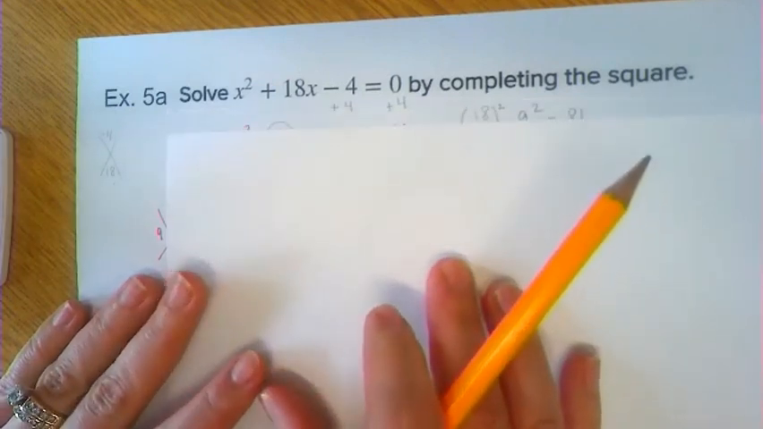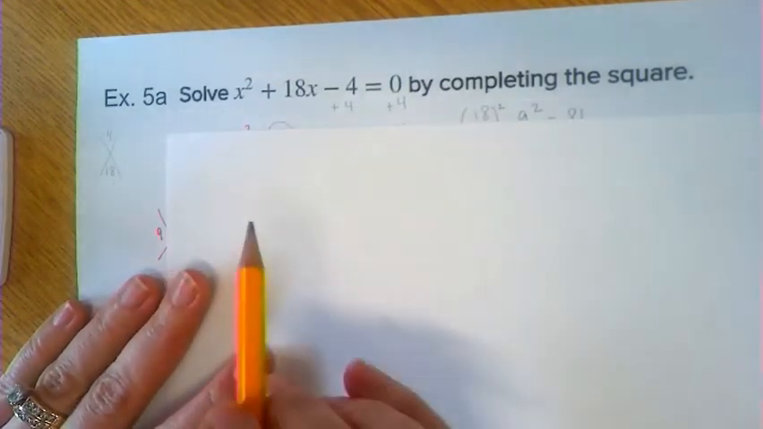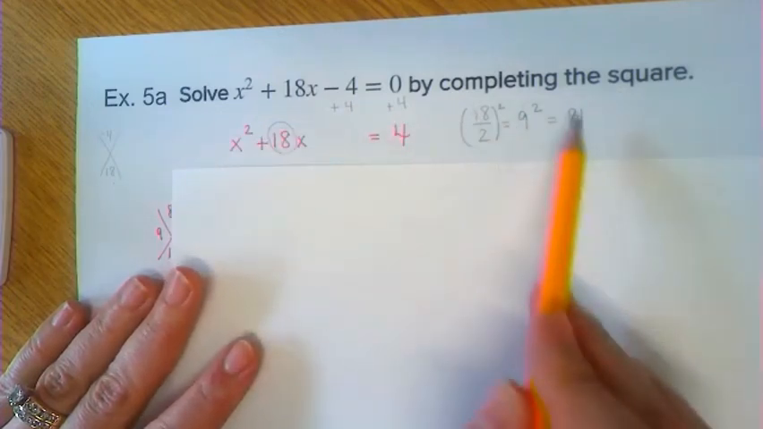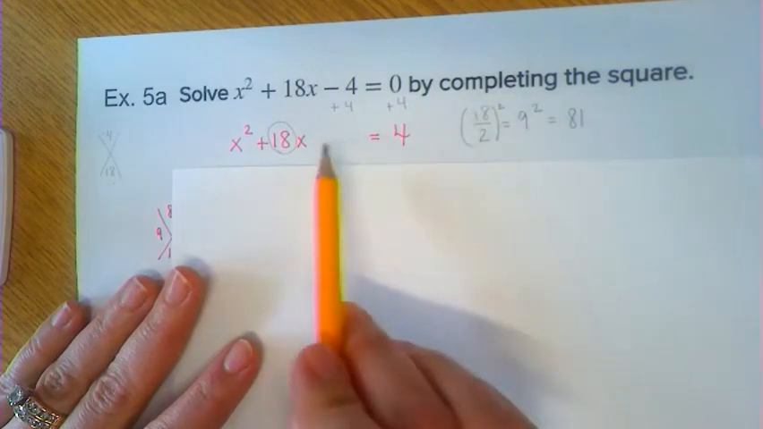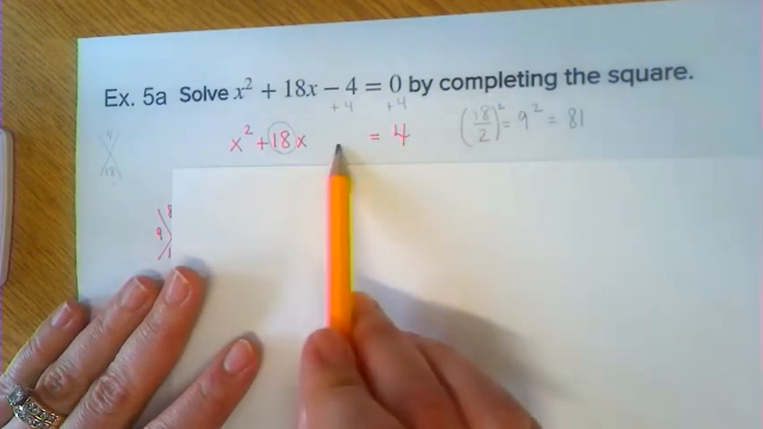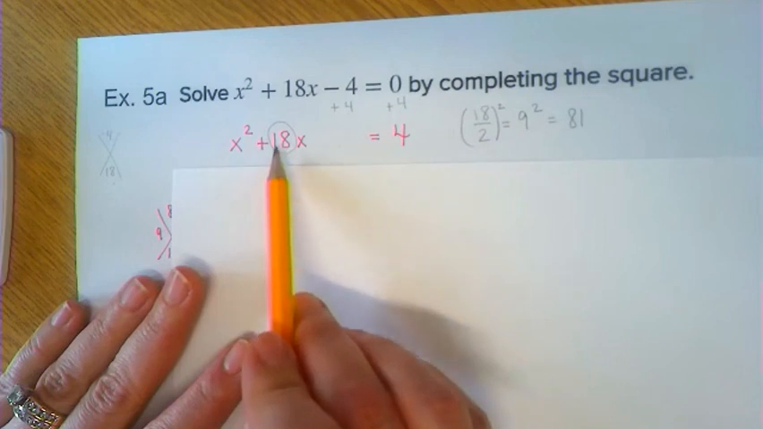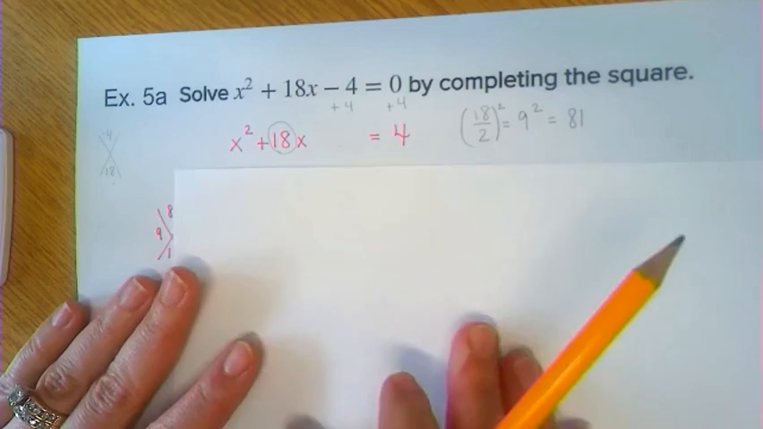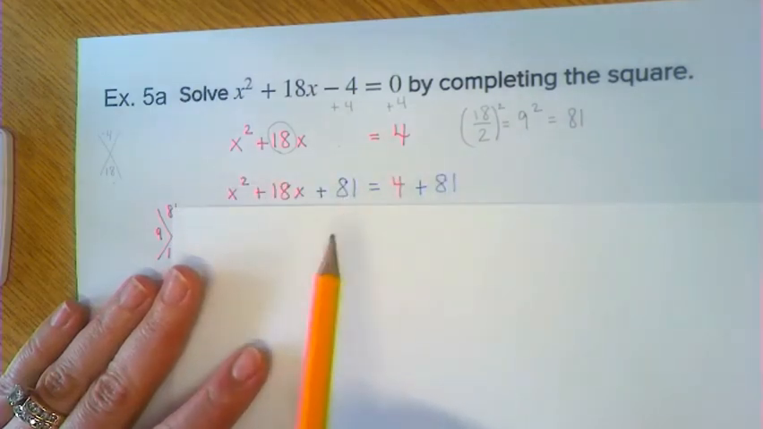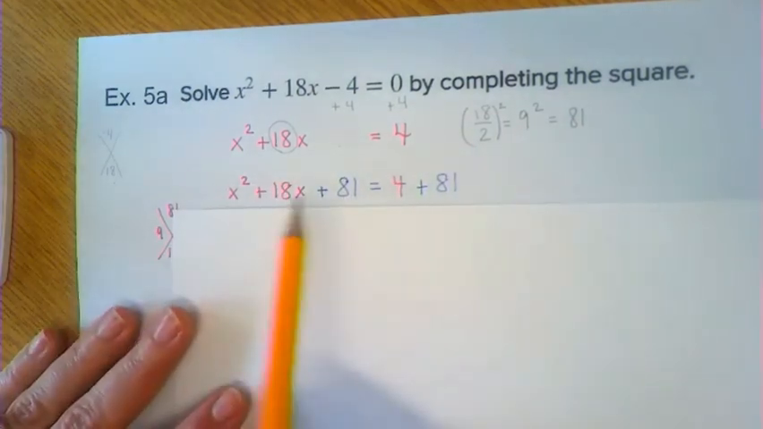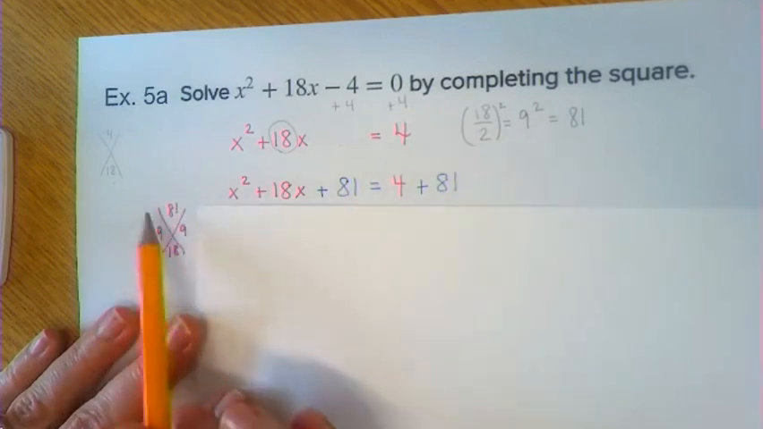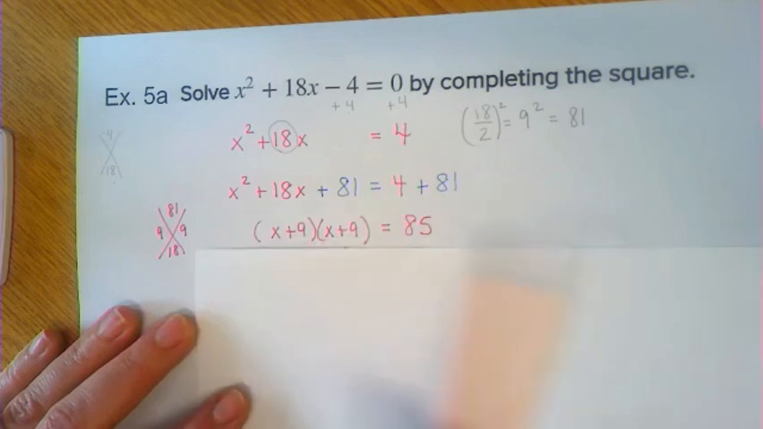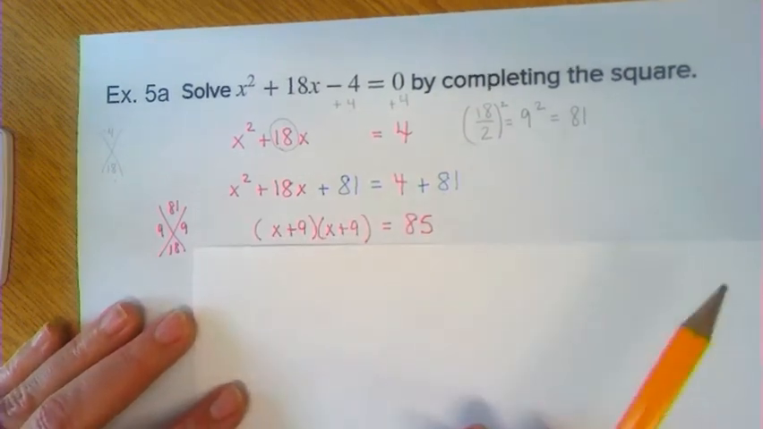So step 1, we're going to add 4 to that right-hand side. In doing so, we then get to do this formula to go ahead and figure out what value to add to both sides. So the formula is taking this middle number, splitting it in half, and then squaring it. So I'm going to add 81 to both sides. Notice when I do that, this allows me to do my x with 81 and 18, and I can find those numbers a lot easier. So I get x plus 9, x plus 9.